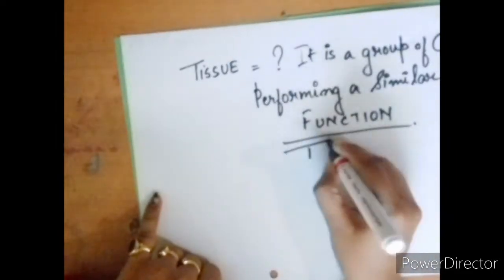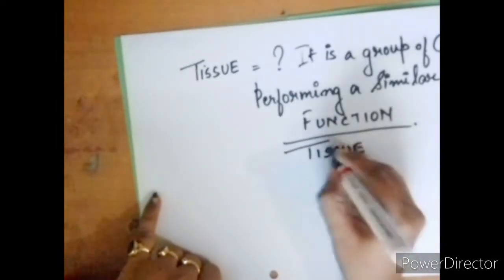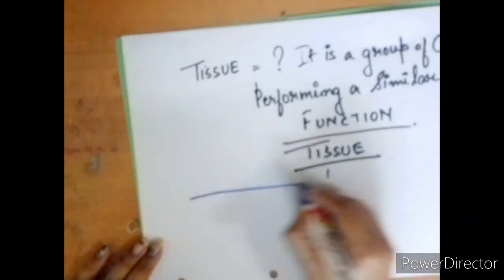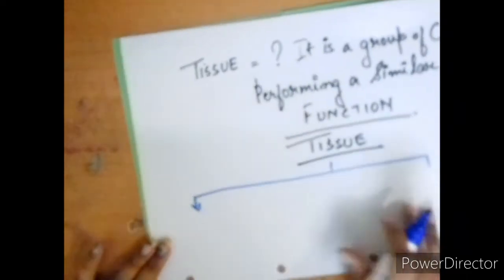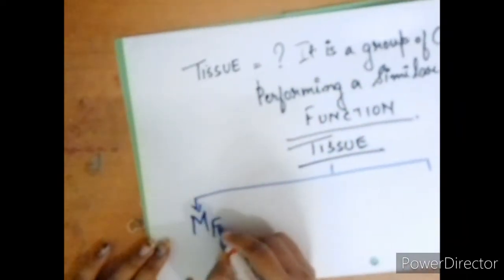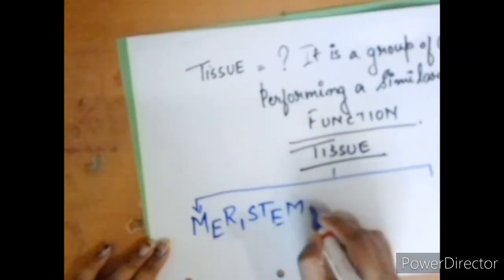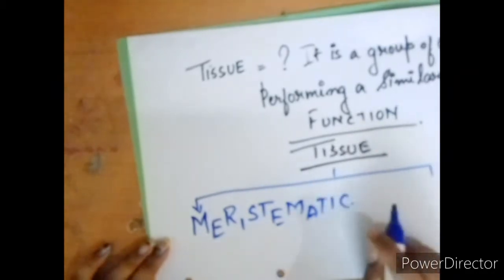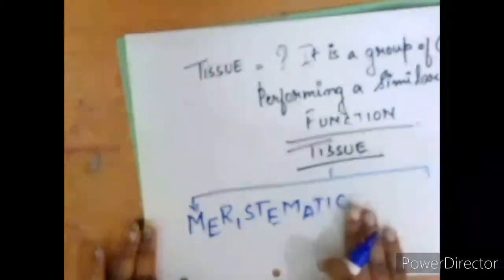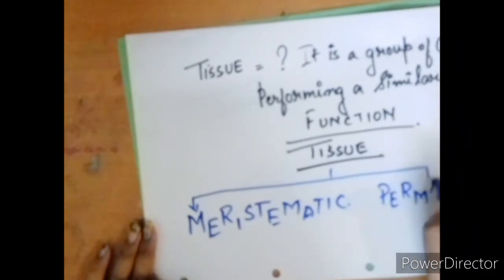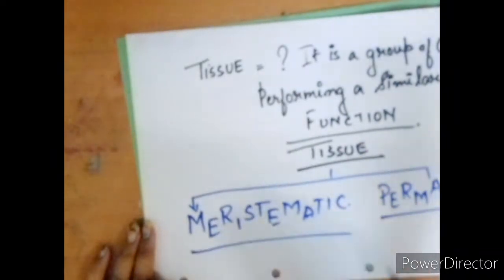Tissue can be of two types. One is meristematic, and the other is permanent. Little bit funky handwriting, right? Permanent tissue and meristematic tissue.